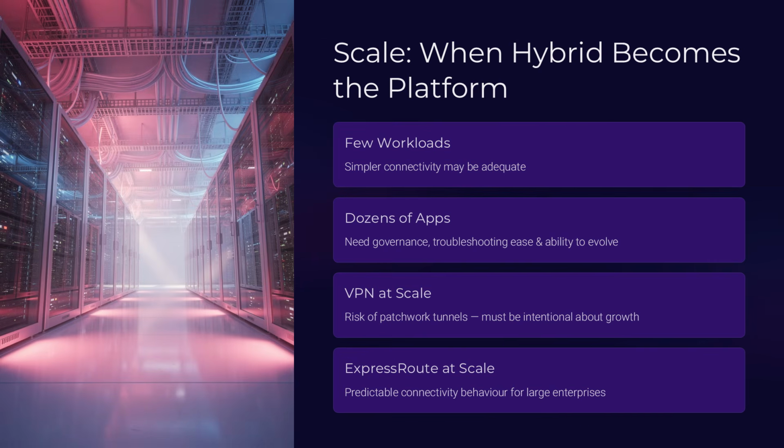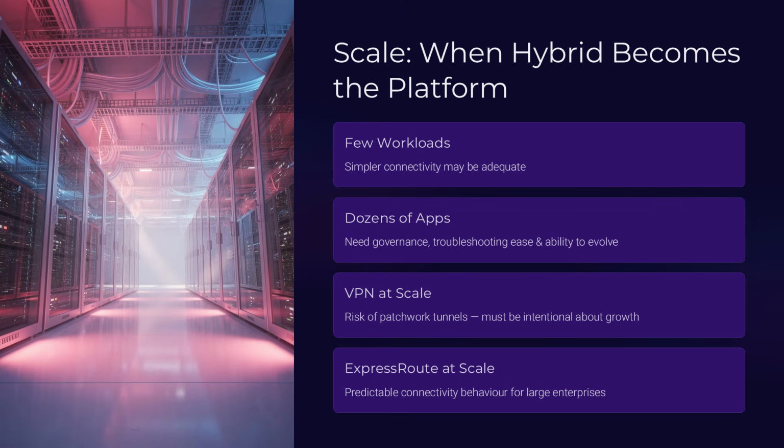With performance in view, you now evaluate scale because the wrong choice becomes painful when adoption grows. When hybrid is used by a handful of workloads, simpler connectivity may be adequate. When hybrid becomes the backbone for dozens of applications, data platforms, and operational processes, you need a connectivity model that is easier to govern, easier to troubleshoot, and easier to evolve.